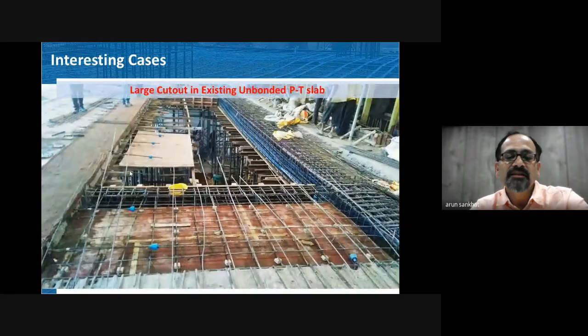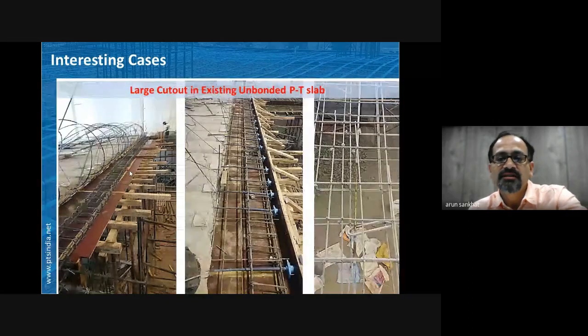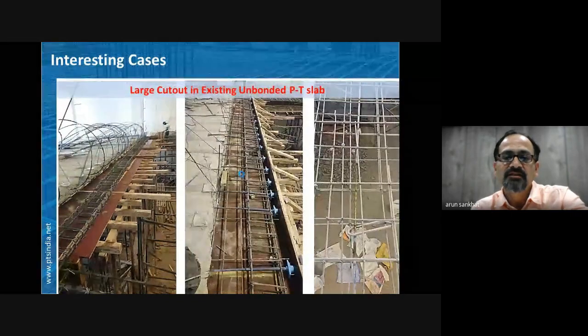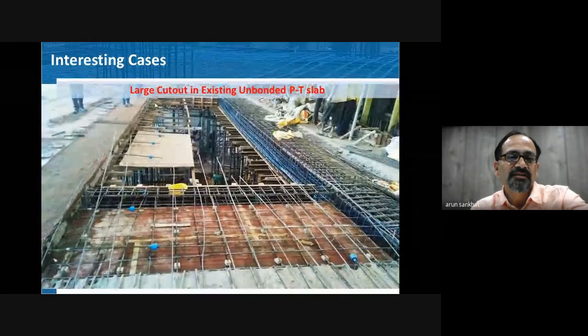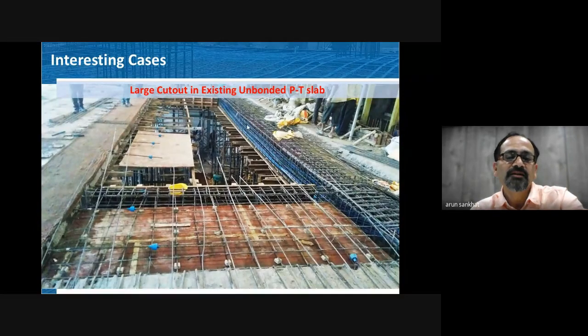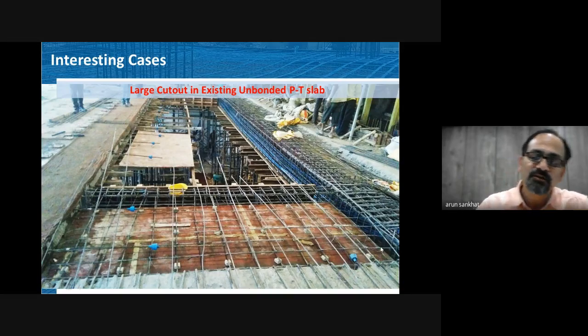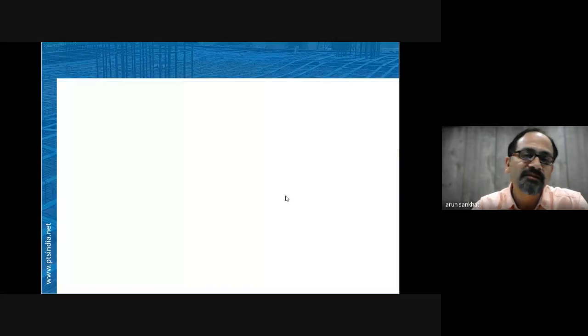You can see that this part is now cast. Now this is a cutout. You can see the cutout is a huge cutout, right? And then an additional supporting mechanism needed to be generated. So there is a PT beam in the existing structure. Here is the cutout, and the stressing is carried out here. The beam is again being cast, and the stressing is carried out from the other end like that. So this kind of modification afterwards is also possible in the case of unbonded PT system.